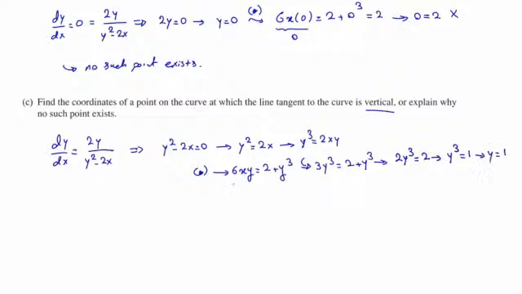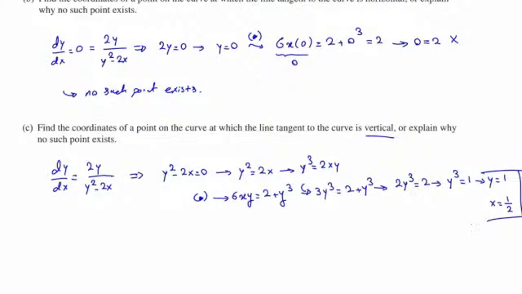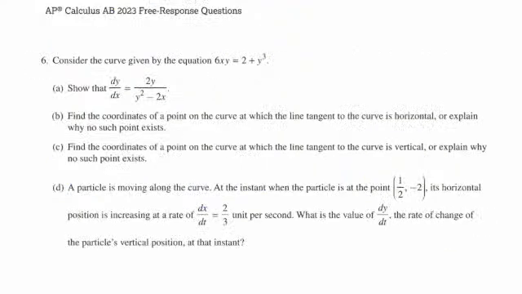And if we replace y equal to 1, 1 equals 2x, so x equals 1 over 2. So we found that the tangent line is vertical at this point. We can say the coordinate is 1 over 2 and 1.